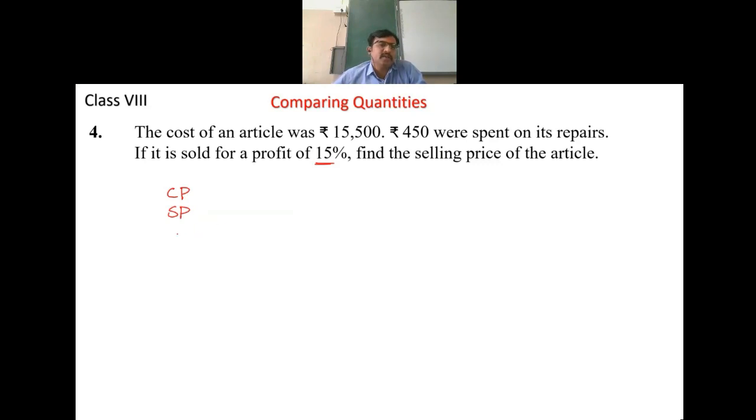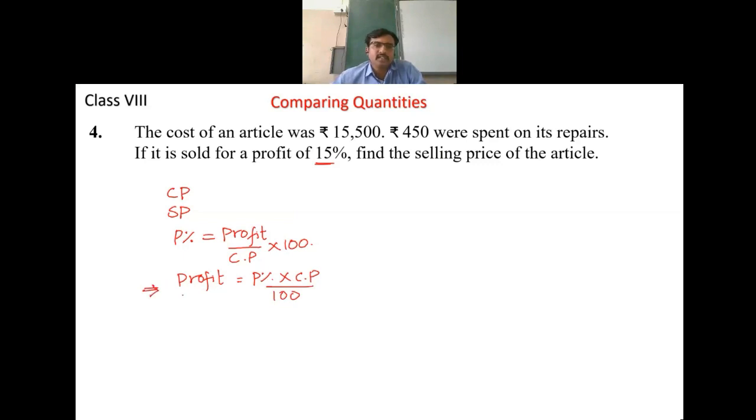SP is what it is asking. SP is equal to CP plus profit. We all know this particular thing. Profit percent is profit divided by CP into 100. So when profit is to be found, it is profit percent times the cost price divided by 100, by cross multiplication.